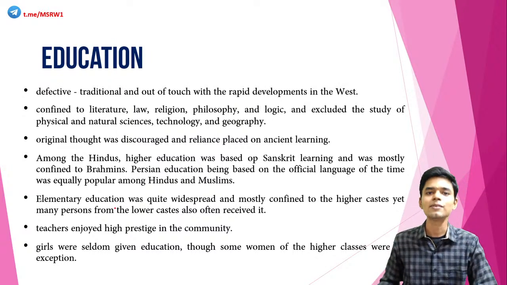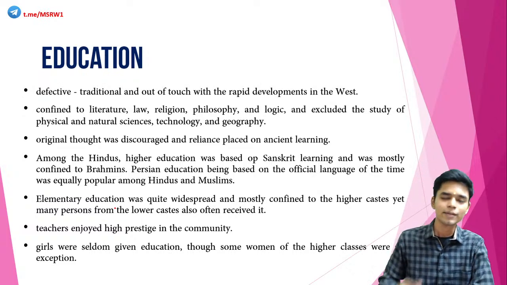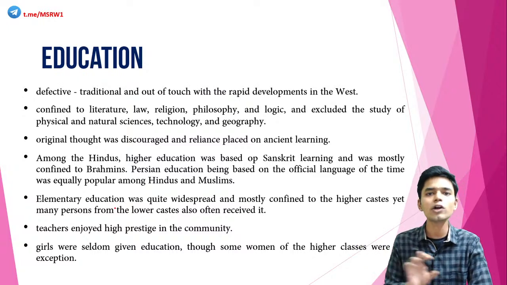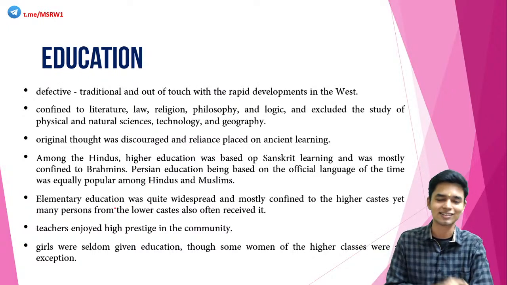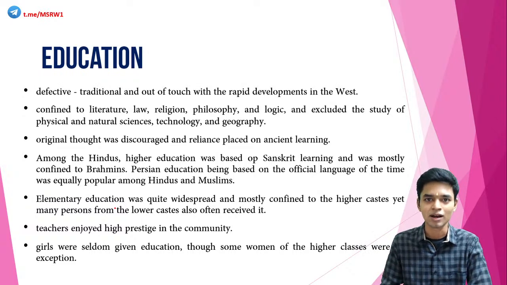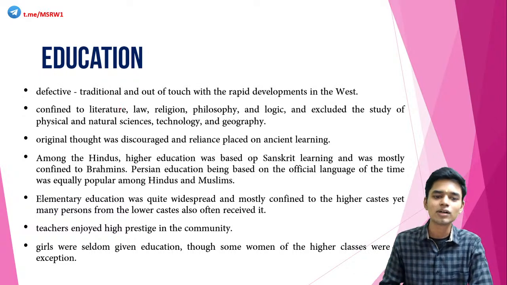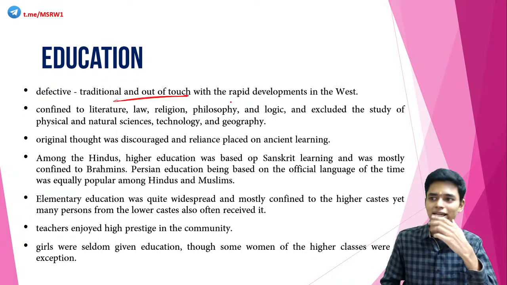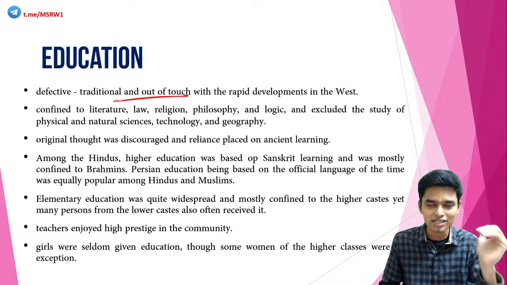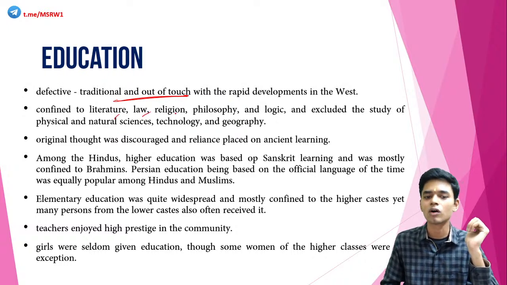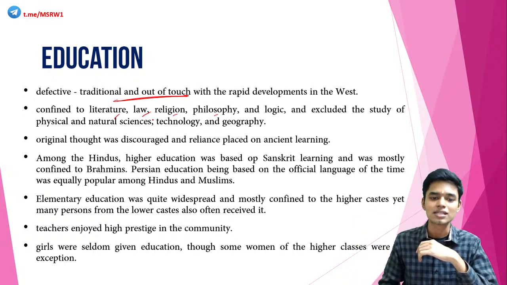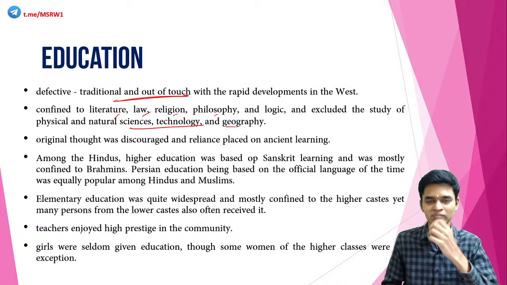Yes, correct, Seema. Education. So what kind of education was happening? Overall, it was very much defective. It's safe to say that it was defective. Why? Number one, it was out of touch with the rapid developments of the West. The Indian system of education was very traditional; it focused on literature, law, religion, philosophy, logic, etc., and did not give enough importance to science, technology, and geography. This was a major drawback of the Indian system of education.